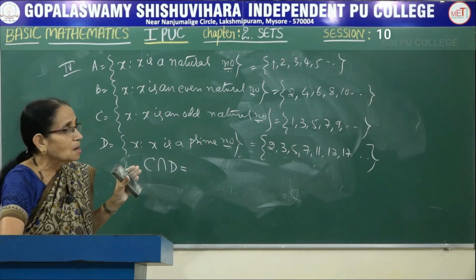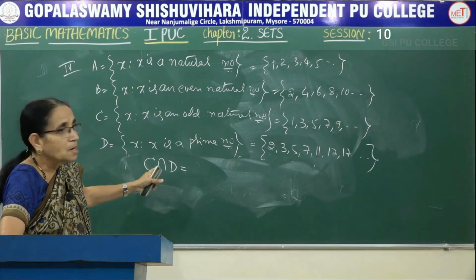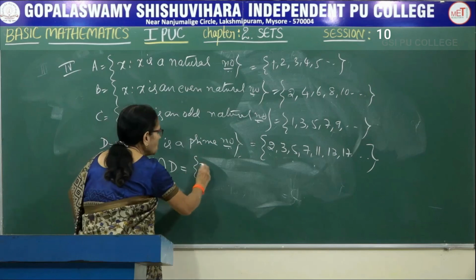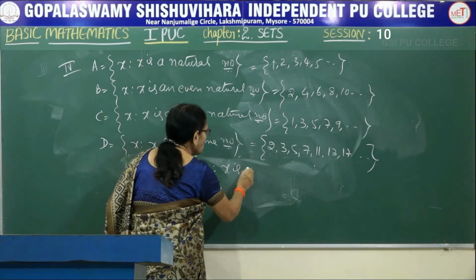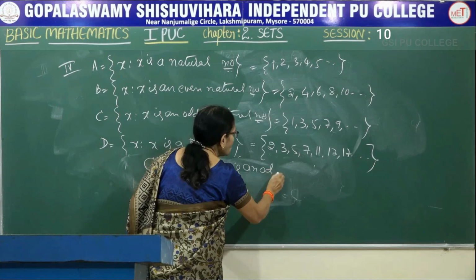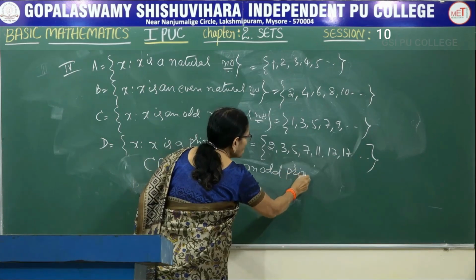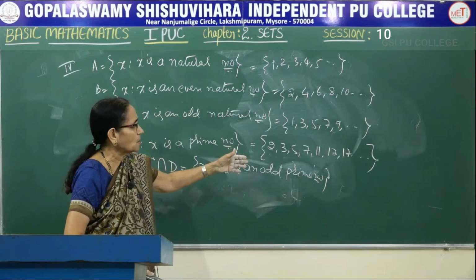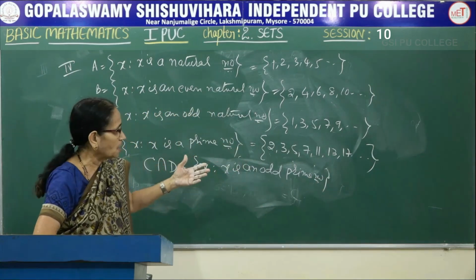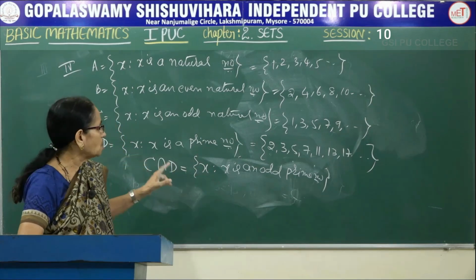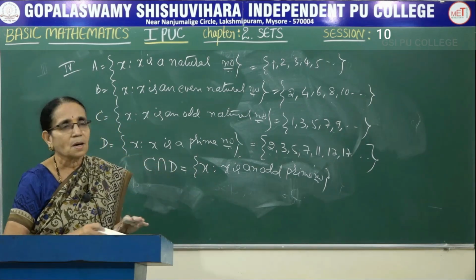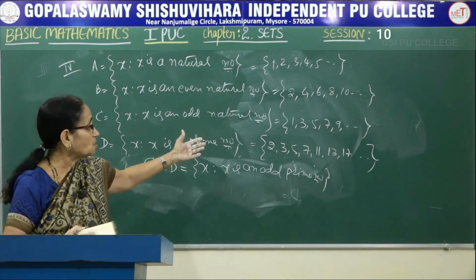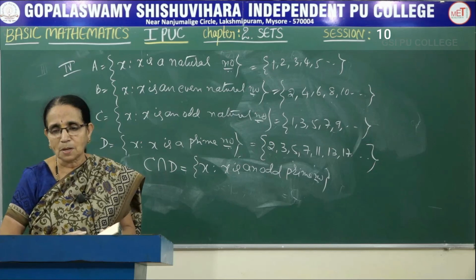So you have to write in the set builder form: C intersection D contains all x such that x is an odd prime number. Otherwise, you have to go on writing 3, 5, 7, 11, 13, 17 like this. It becomes an infinite set. So write in a sentence, that is always better. C intersection D is the set of odd prime numbers, because 2 is not included.